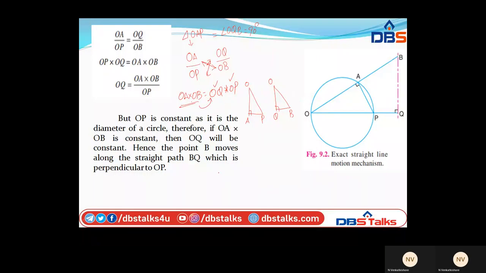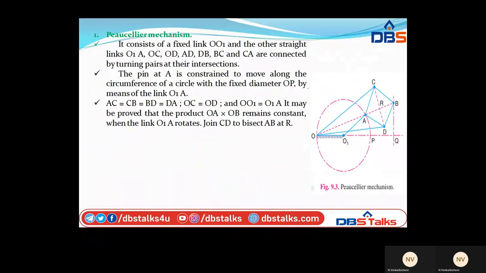So entirely, hence B, that means OA into OB forms the constant. So B is moving in a straight line motion perpendicular to OP. So this is the final value. Whenever the product of OA and OB is constant, then the point will form a straight line. Then we will go for some particular mechanisms of exact straight line motion. This is one type of exact straight line motion mechanism.